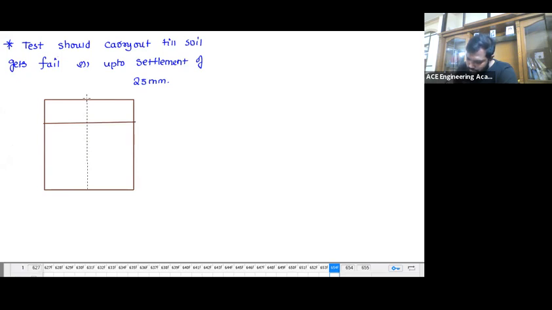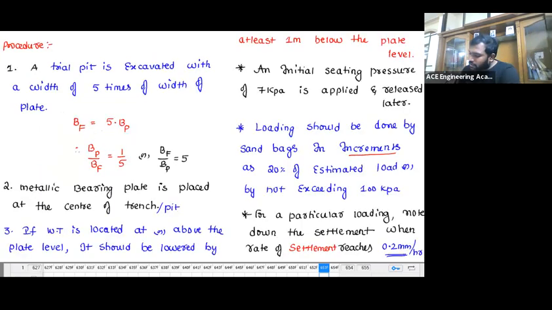So whatever the data, I start with some 50 kilopascals, next 100 kilopascals, 150 kilopascals, 200 kilopascals. Yes. So I'm going to solve all these things. As simple as that. The test should be carried out till the soil fails or up to a settlement of 25 mm, and note down the corresponding load and settlement. For one particular loading, when you find out the settlement, whenever the rate of settlement reaches 0.2 mm per hour, then you increase the load.